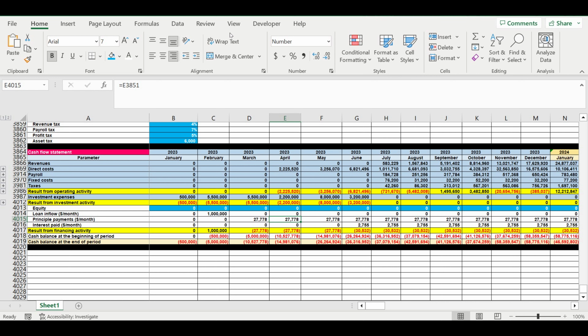Today we will continue building the financial model of a manufacturing business idea, and today we will be focusing on the financing, how much money you need to start your manufacturing business idea. So today I will be showing you different ways you can calculate the financing.